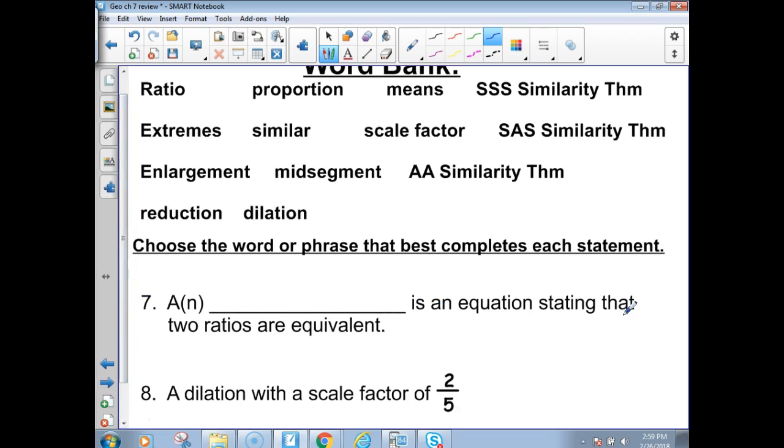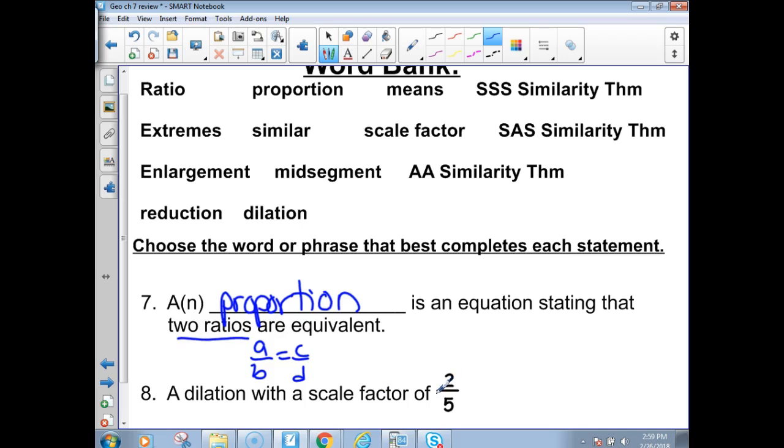Blank is an equation stating that two ratios are equivalent. Remember a ratio? Ratio is a fraction. A over B equals C over D. What's that? That's a proportion. We're supposed to know what it means when we write a proportion. We're comparing two ratios with an equal sign.